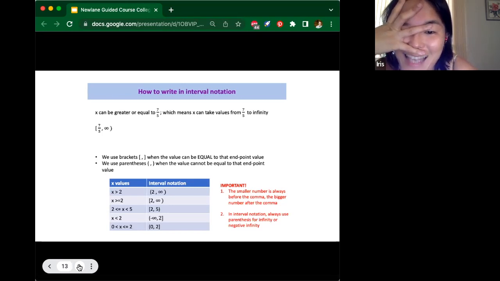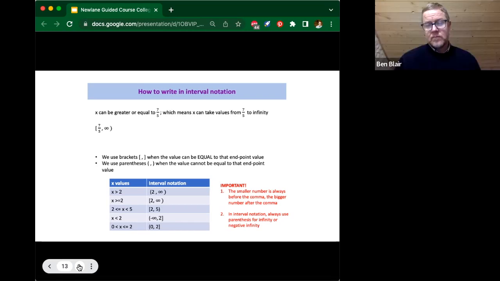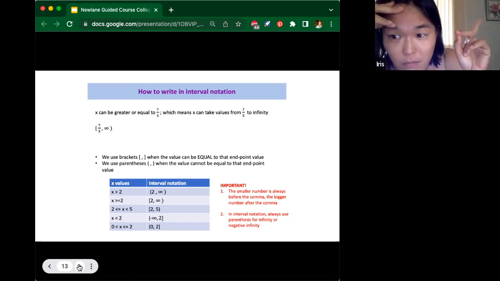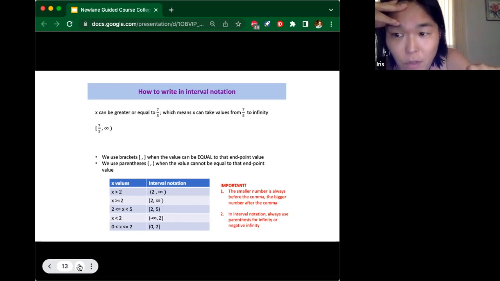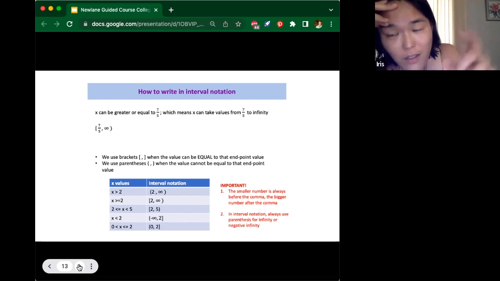And then remember, important, you always use parentheses. That's my second important thing. Well, two important things. First one is the left number is always the smaller number. So I'm not going to write infinity, comma 2. I had students writing that, and that's wrong. The standard notation is the smaller number first, comma, the bigger number.